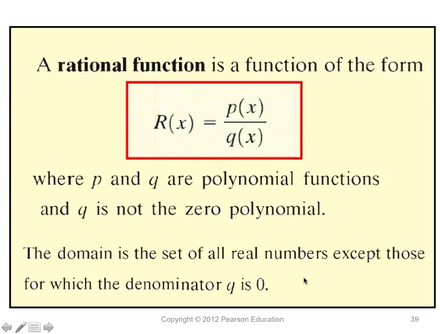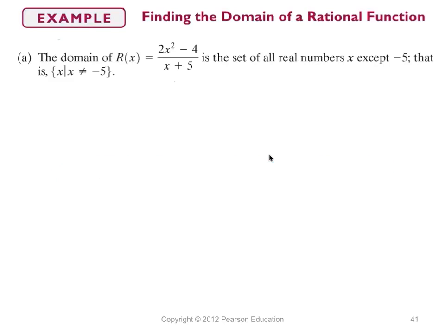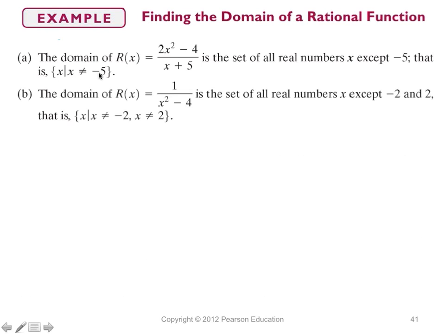Now the domain is going to be the set of all real numbers except the numbers where the denominator is 0. So we've already found domains for things like this, so this should be review here. But if we look at this, 2x squared minus 4 over x plus 5, we should see that x plus 5 cannot equal 0, which means that x cannot equal -5. So the domain is going to be all x's such that x is not equal to -5.